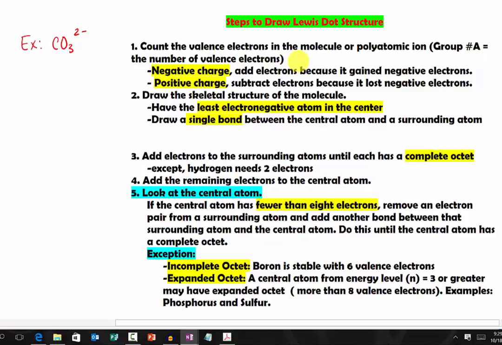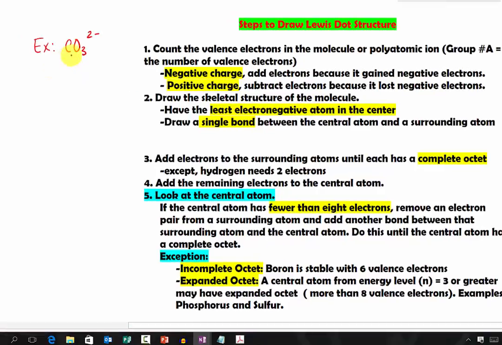So for instance, if you look at any element in group 7A, all those elements will have 7 valence electrons. Any element in group 3A will have 3 valence electrons. So here we have an example. We have carbonate, CO3 2-. So first of all, there's 1 carbon and 3 oxygen. 1, 2, 3. But what about the 2 negative?